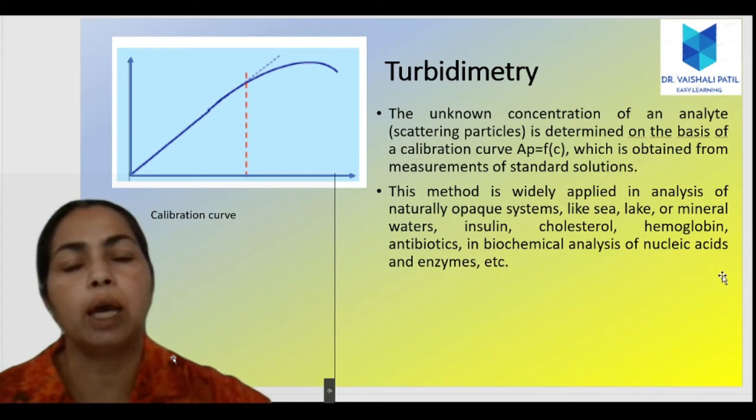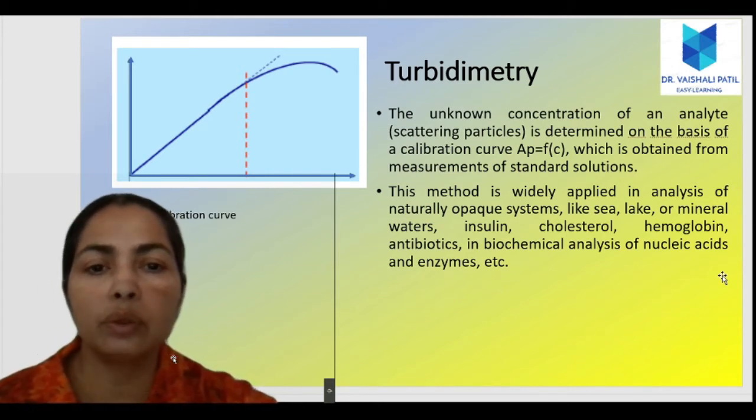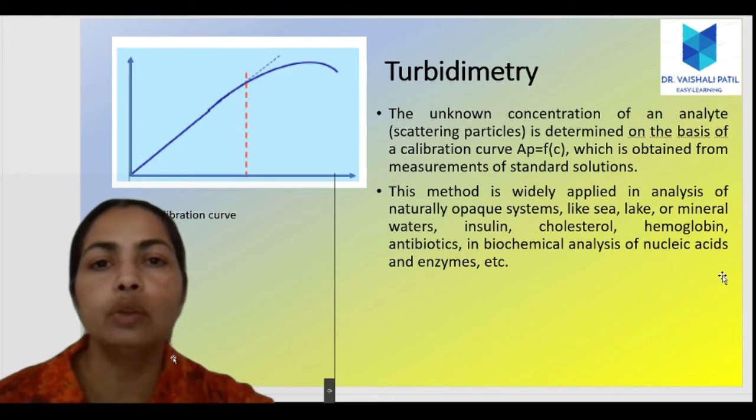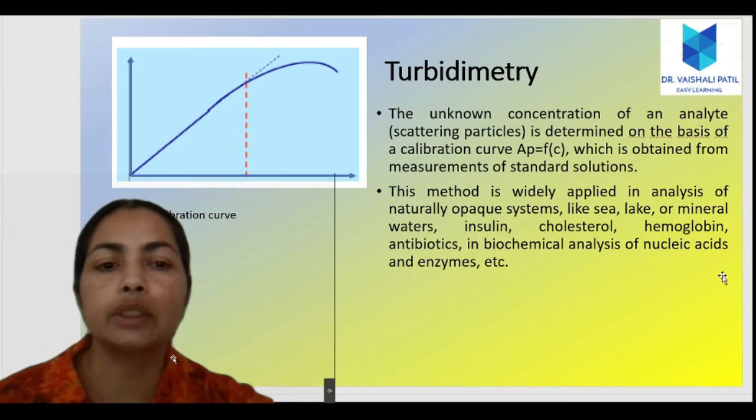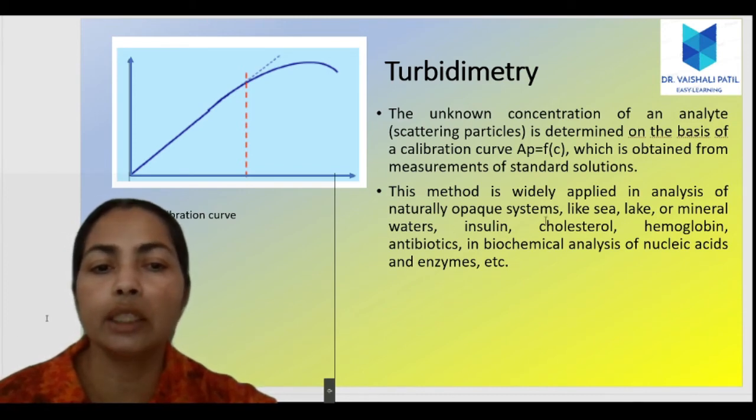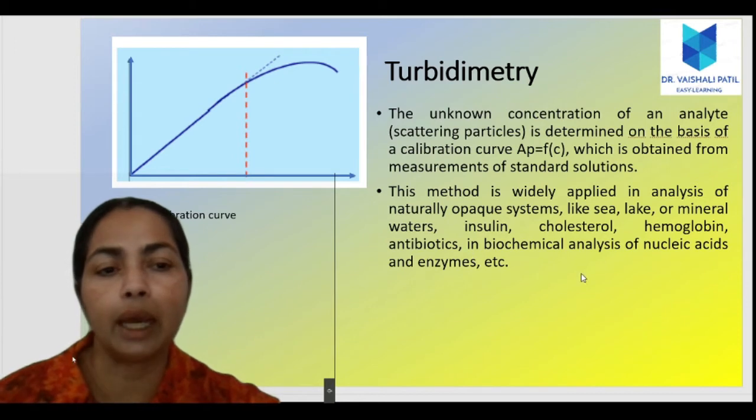Now in this analytical method we are going to get a calibration curve, and for that purpose we use a series of known concentrations, and the unknown concentration of an analyte will be determined. For that purpose we will be using the standard solution, and this methodology is applicable for analysis of naturally opaque systems. It can be used for insulin, cholesterol, hemoglobin, antibiotics, as well as various other biochemical analyses.